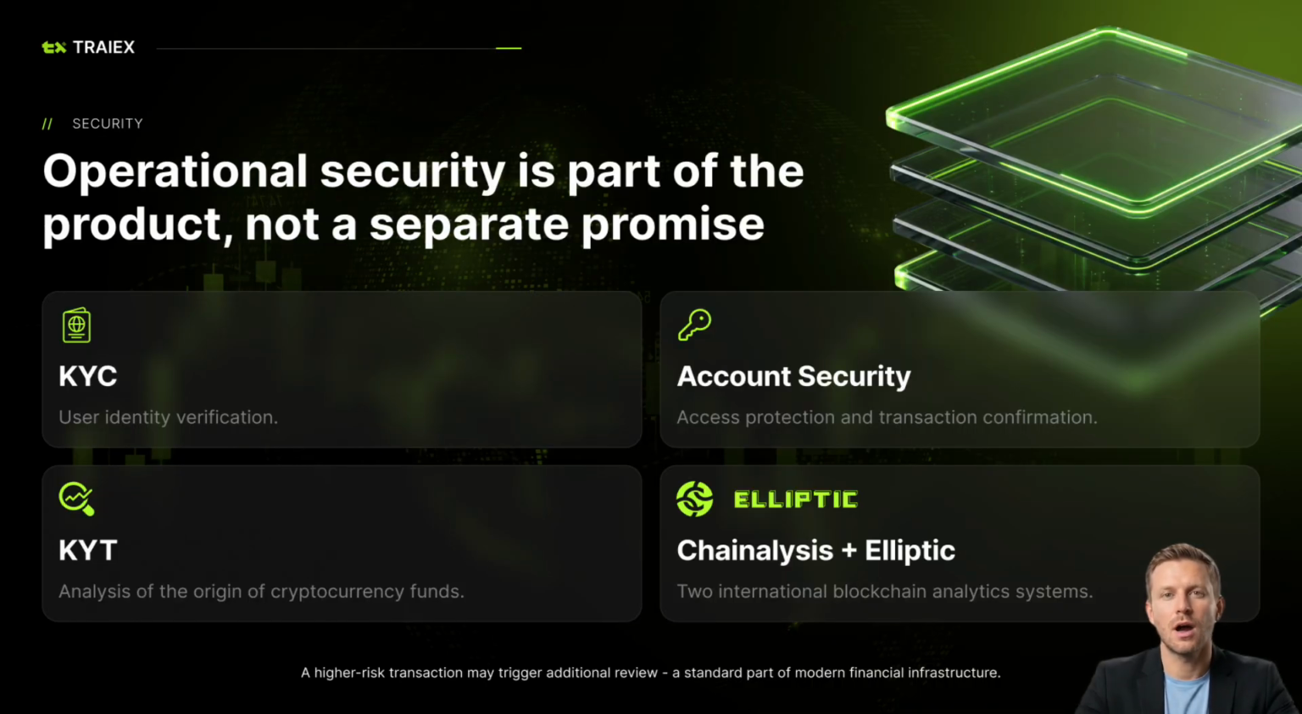Transparent trading has to come with operational security. TRAIEX applies KYC procedures to identify users, along with account-level protection for access and operation confirmation. To analyze crypto transactions, the platform uses KYT systems, Chainalysis and Elliptic. KYT makes it possible to assess the origin of funds and the risk level of the addresses involved in a transaction. For the user, this means the platform does not simply execute transfers, it applies international blockchain analytics and compliance tools. And one honest note, a higher risk transaction may trigger an additional review. That is not a flaw. It is a normal part of modern financial infrastructure.